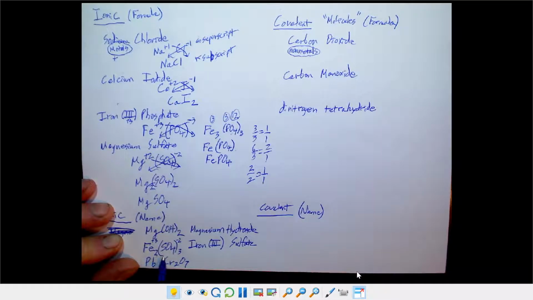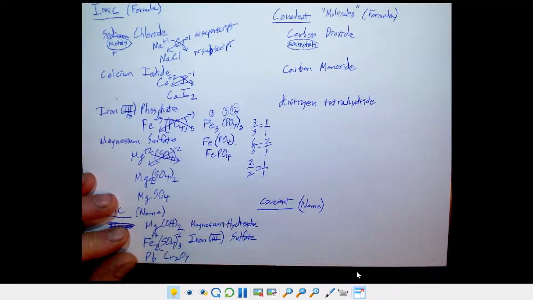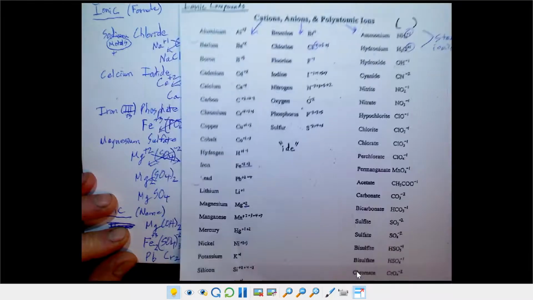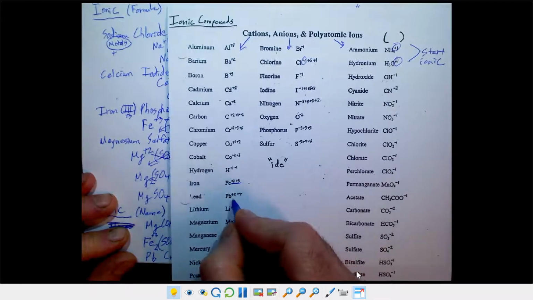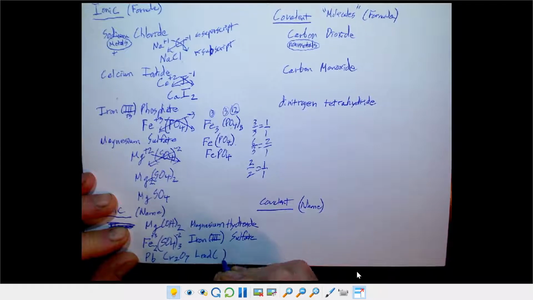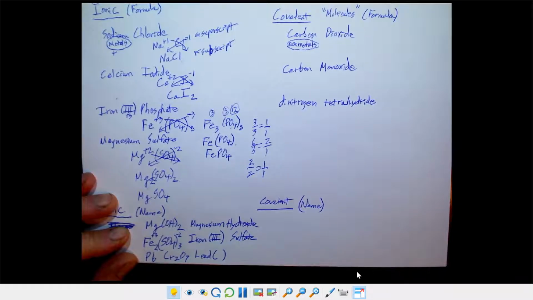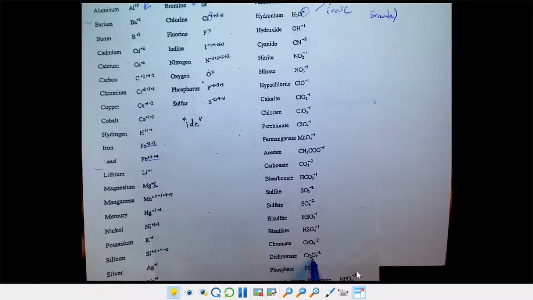Now for this tricky dude right down here, this PbCr2O7. Okay, Pb on your sheet is lead. It's right here. Pb has a 2 or a 4, so we don't know which one it is. So we know we need a Roman numeral. So lead, we'll go ahead and put the parentheses there because we either have to put a 2 or 4 in here. And then let's look up Cr2O7. That's something over here. It's dichromate.